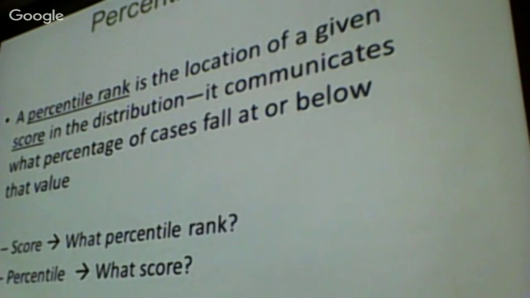All right. So a percentile rank is a location of your score in the distribution, as I mentioned. If you have a score, we'll see what a score looks like in a second, it allows you to compute your percentile mark. If you have a percentile, it allows you to compute your score. So before I do examples of that, we have to talk about outliers as well.